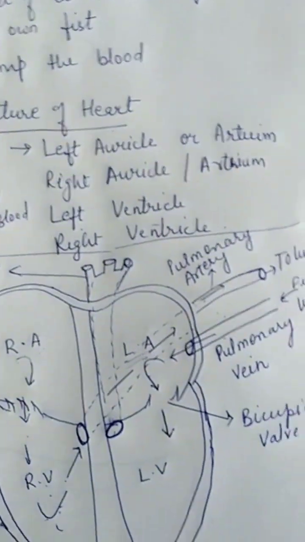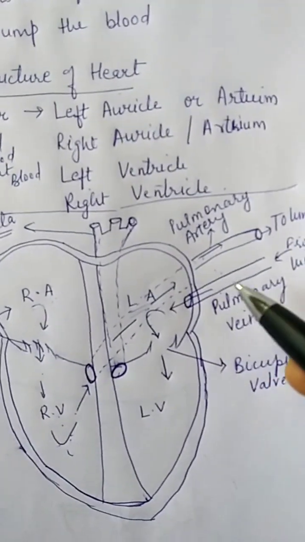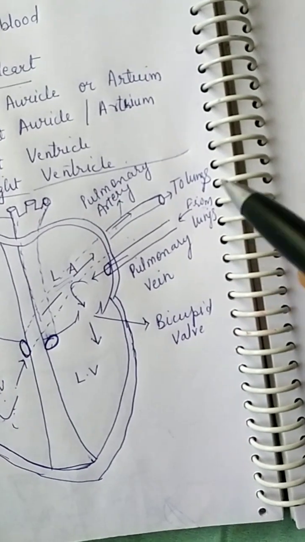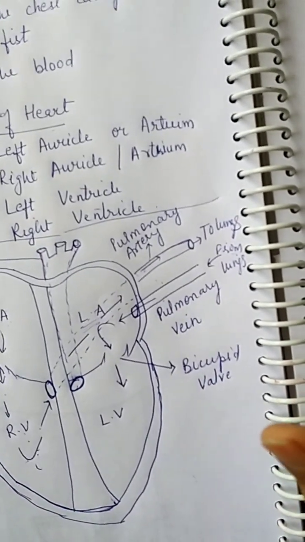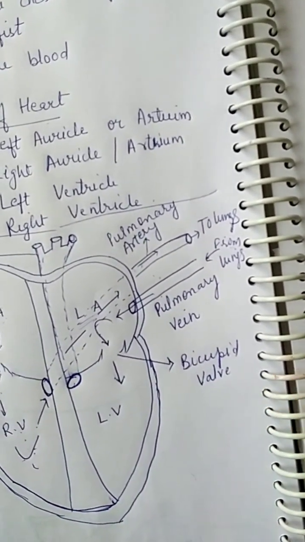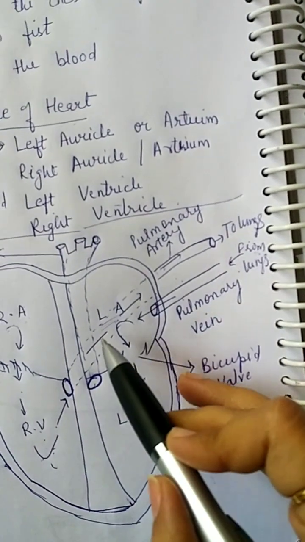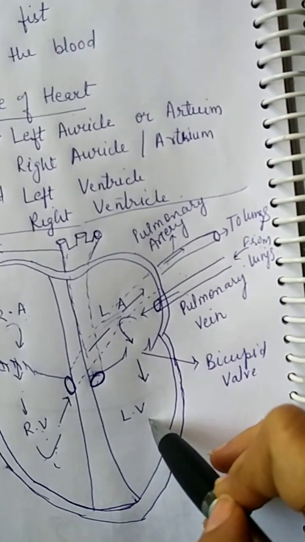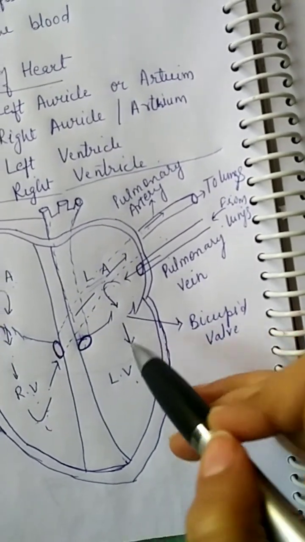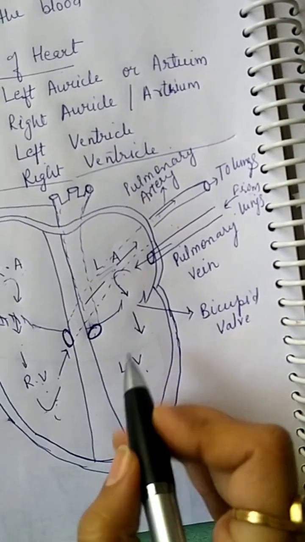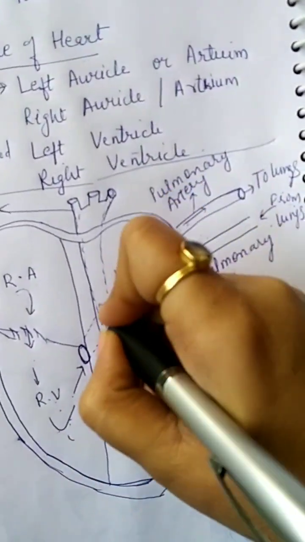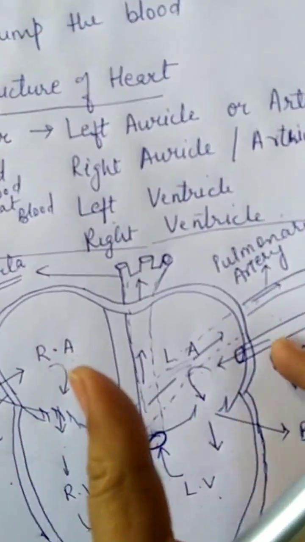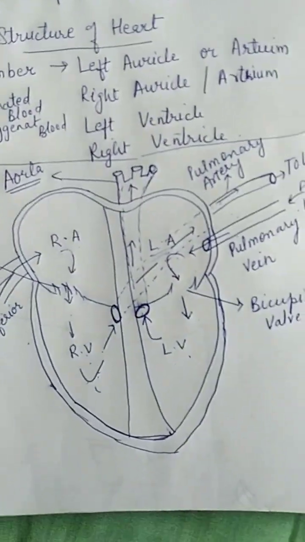Now again I'm repeating: in the lungs the exchange of gases takes place, and our blood becomes oxygenated, that is, rich in oxygen. This oxygenated blood flows to the left atrium, and from the left atrium the blood flows to the left ventricle through the bicuspid valve, and from the left ventricle the blood flows to the aorta, and from the aorta the oxygenated blood is passed to all parts of the body.